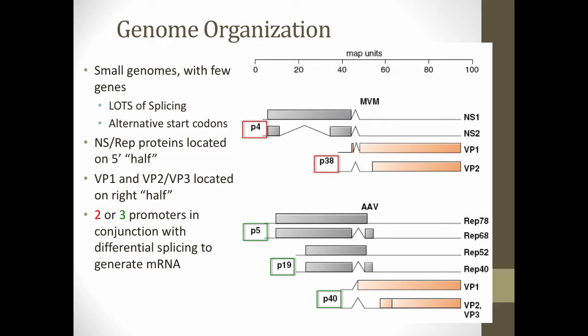So you can see the mRNAs here in the long lines. The proteins that are made from the mRNAs are in boxes. The gray boxes are non-structural or replication proteins. Your brownish boxes are structural capsid proteins. These inverted V's, I guess, represent introns. So you have a lot of information contained in one picture here.